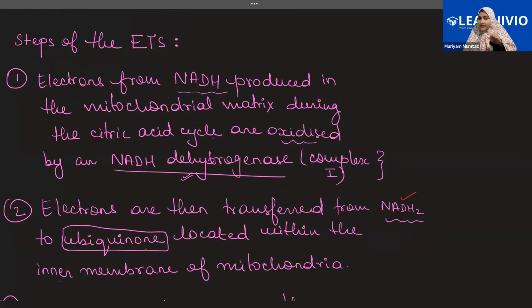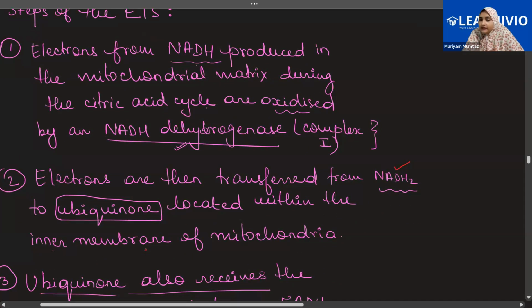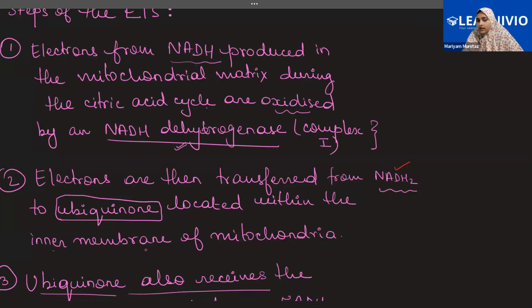And the electrons from that NADH during the citric acid cycle are oxidized by NADH dehydrogenase, which is complex number 1. So these electrons are received by complex 1. From complex 1 or from the NADH, the electrons are then transferred to ubiquinone. Now, ubiquinone is a mobile carrier. Mobile means it can move.